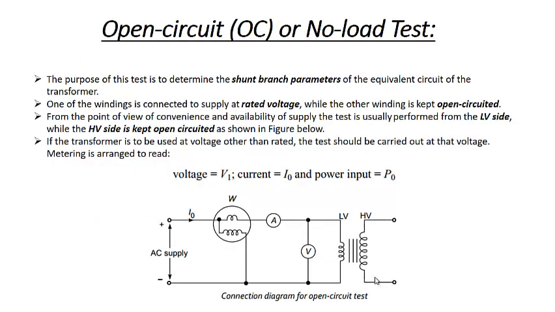Now coming to the open circuit test. The purpose of this test is to determine the shunt branch parameters of the equivalent circuit of the transformer, that is G_i and B_m.